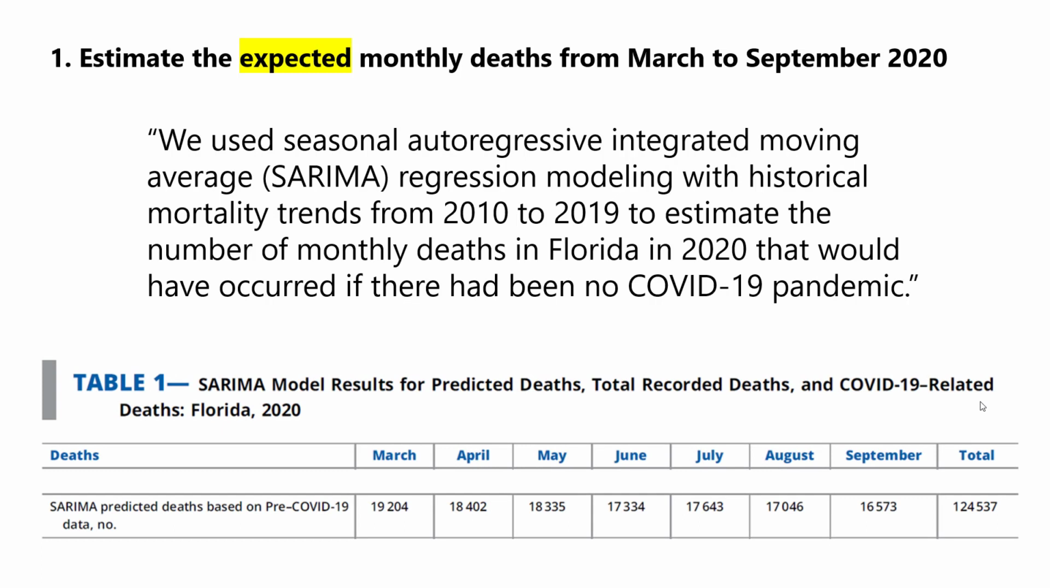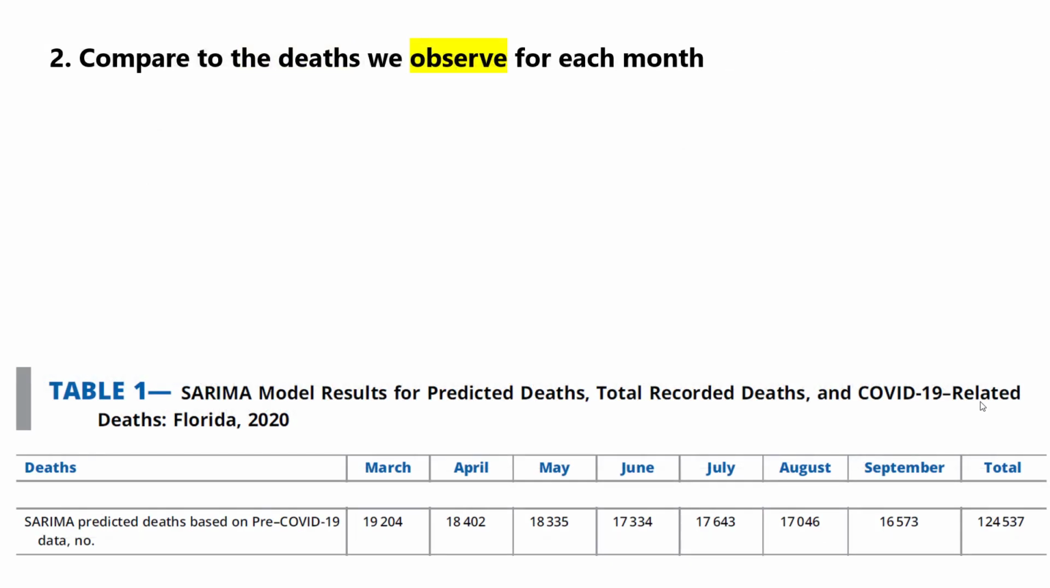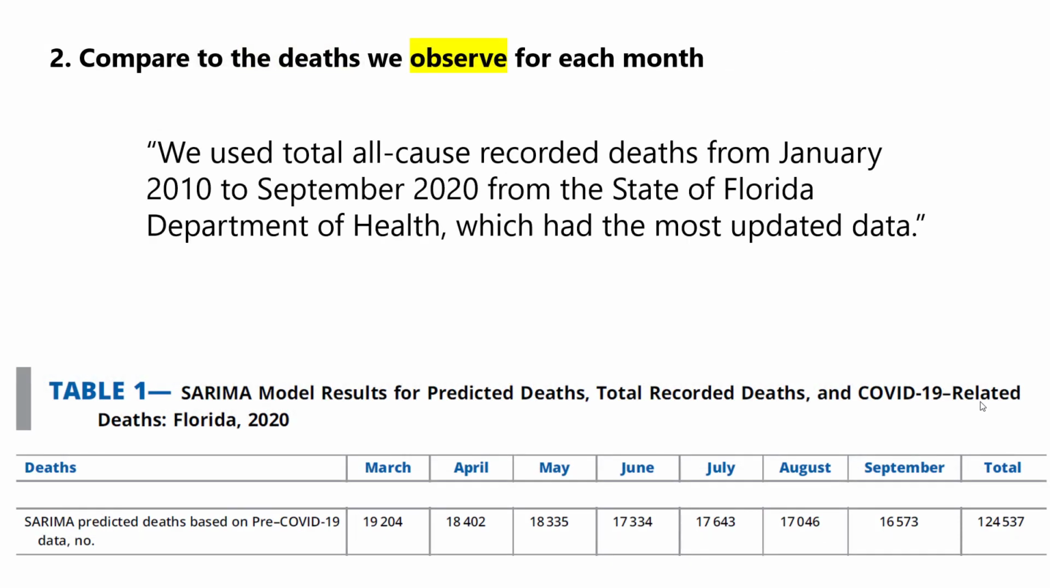And in the main table in their paper, this is basically where they plot those numbers. So you can see in March, they would have expected 19,204 deaths for any reason in Florida. In April, it's 18,402, and so on. So step 2, what did we observe? This is pretty straightforward as well. They say we used total all-cause recorded deaths from January to September from the state of Florida Department of Health, which had the most updated data. And again, these are not COVID-19 specific deaths. These are deaths due to any reason. And again, I have zero problem with that. And what that basically places in their table is the top row that you see there.